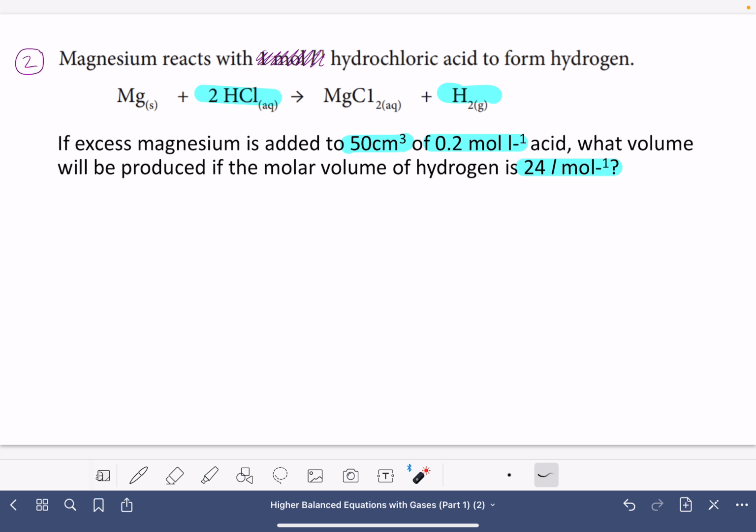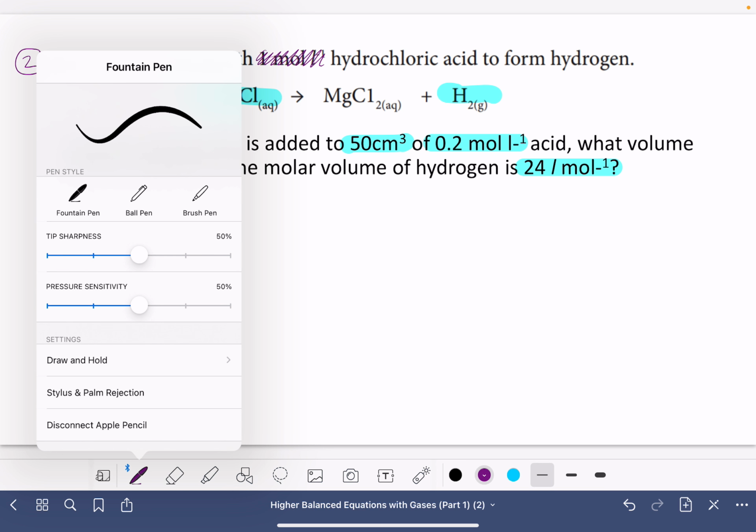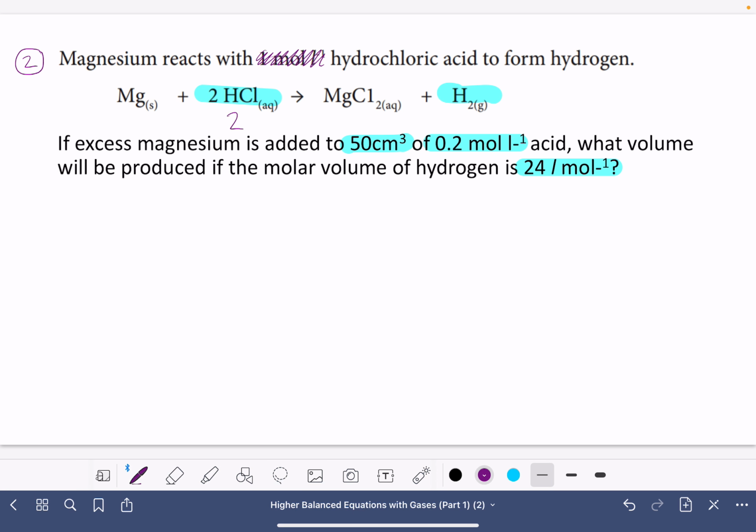So let's look at the mole ratio then. It's going to be 2 to 1. So we work out how many moles of hydrochloric acid we actually have, and we do that by doing C times V, which is 0.2 from the question, and 50 centimetre cubed, which is going to be 0.05 litres, and that is 0.01 moles. So from the mole ratio, 2 moles of hydrochloric acid would give us 1 mole of hydrogen. So 0.01 moles is going to give us 0.005 moles.